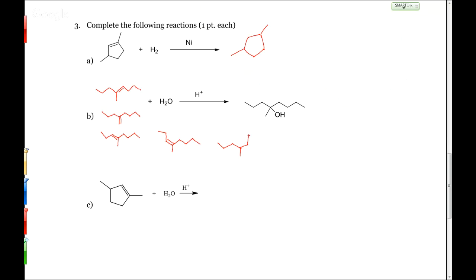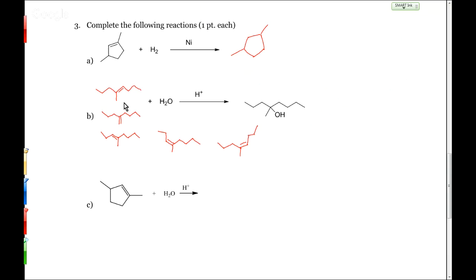This one loses me. I mean, don't worry about it too much, as long as you got one of those. Okay, you didn't. I don't get why I'm doing it. Like, I don't get how the OH appears and the bond breaks. All right.